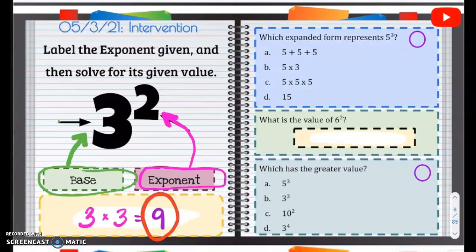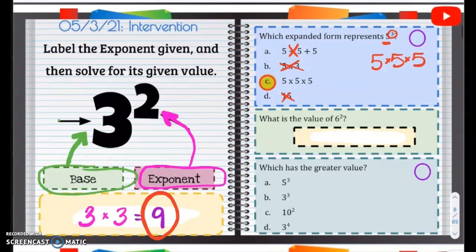Which expanded form represents 5 to the 3rd power? Remember, that means we see that base 5 and we see it 3 times. 5, 5, 5, and we multiply. So which one of these is multiplying? This is adding, so not that one. That's 5 times 3. No, not 15. That is when you do 5 times 3. It is going to be 5 times 5 times 5. Woohoo!